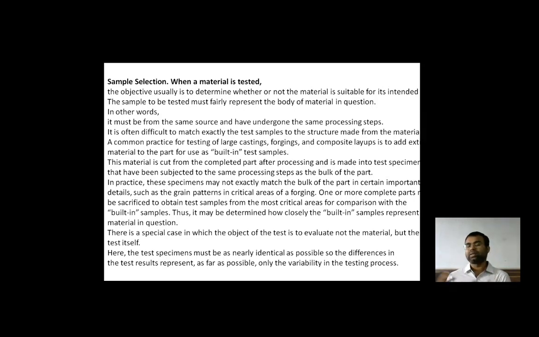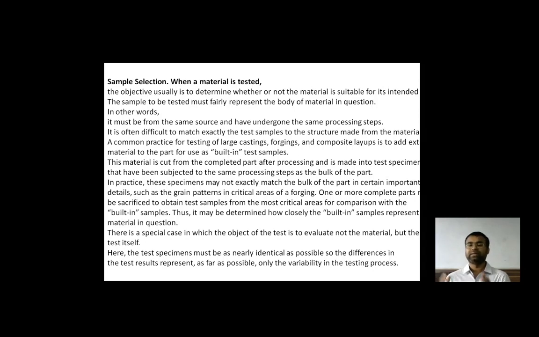So all other processing methods have their distinct importance, and due to that, structural changes in the material take place. When the structure of that particular material is changed, obviously the property will also change. So it is often difficult to match exactly the test sample to the structure made from the material.